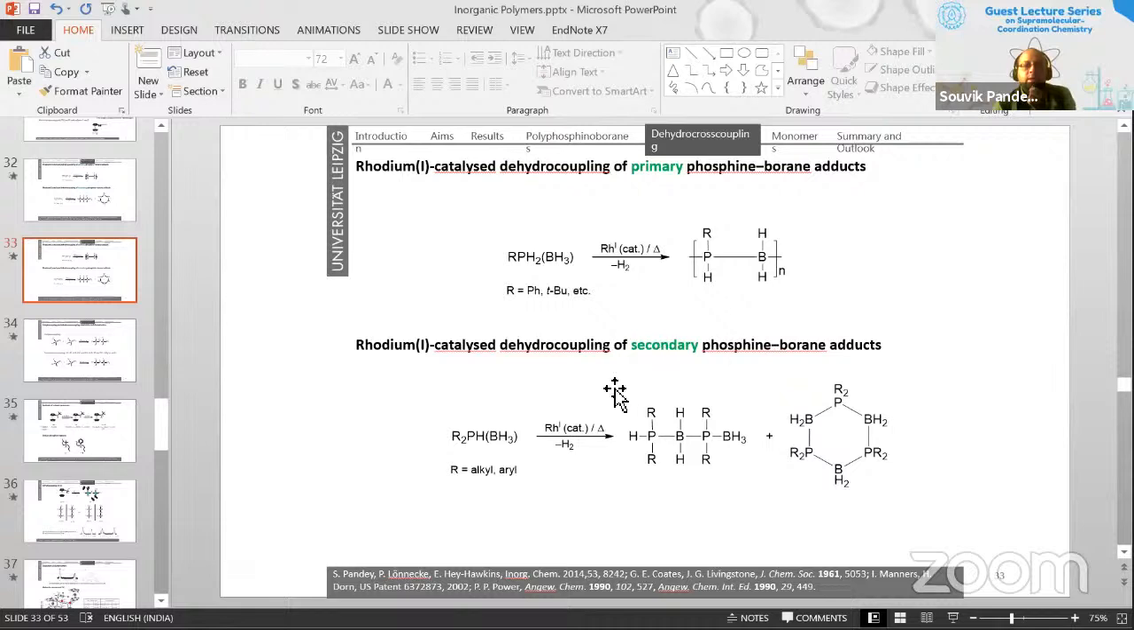Phosphine boron, I didn't get it. What do you mean? No, what I didn't get. Can you please, phosphine. Phosphine. This one, phosphine with hydrogen. Yes, phosphorus with hydrogen. Phosphine. This is a phosphine boron product because phosphorus is having a hydrogen.